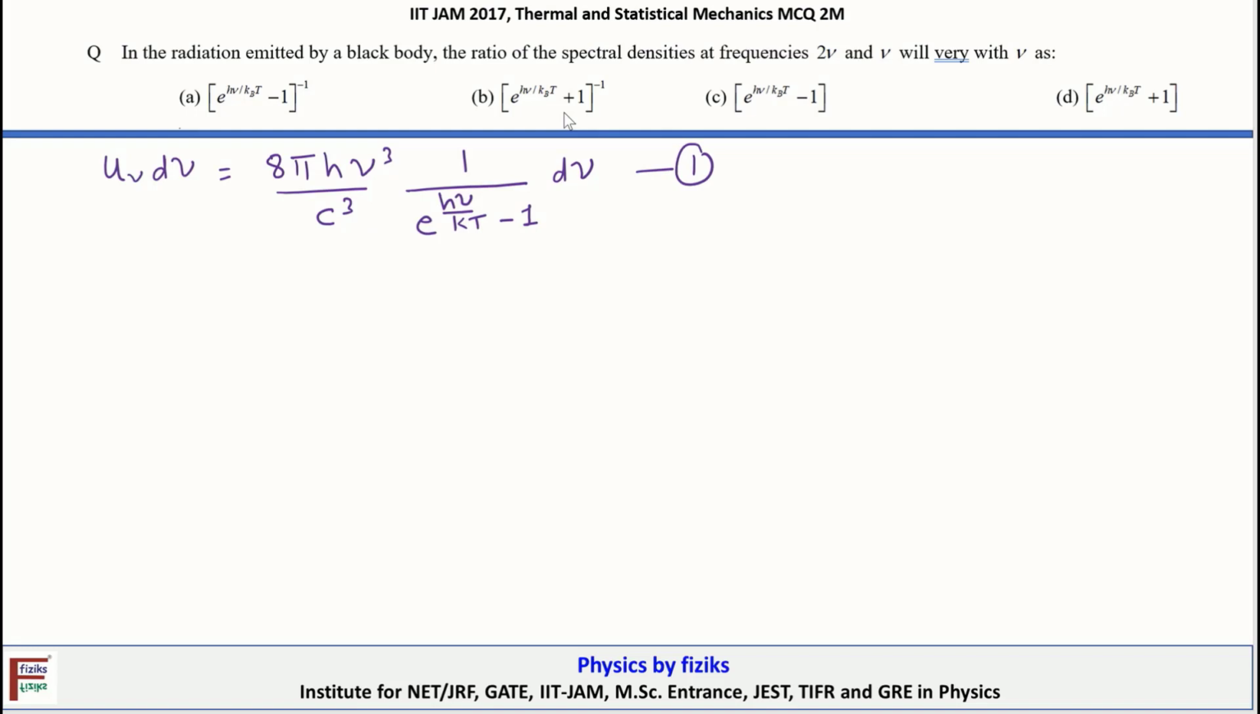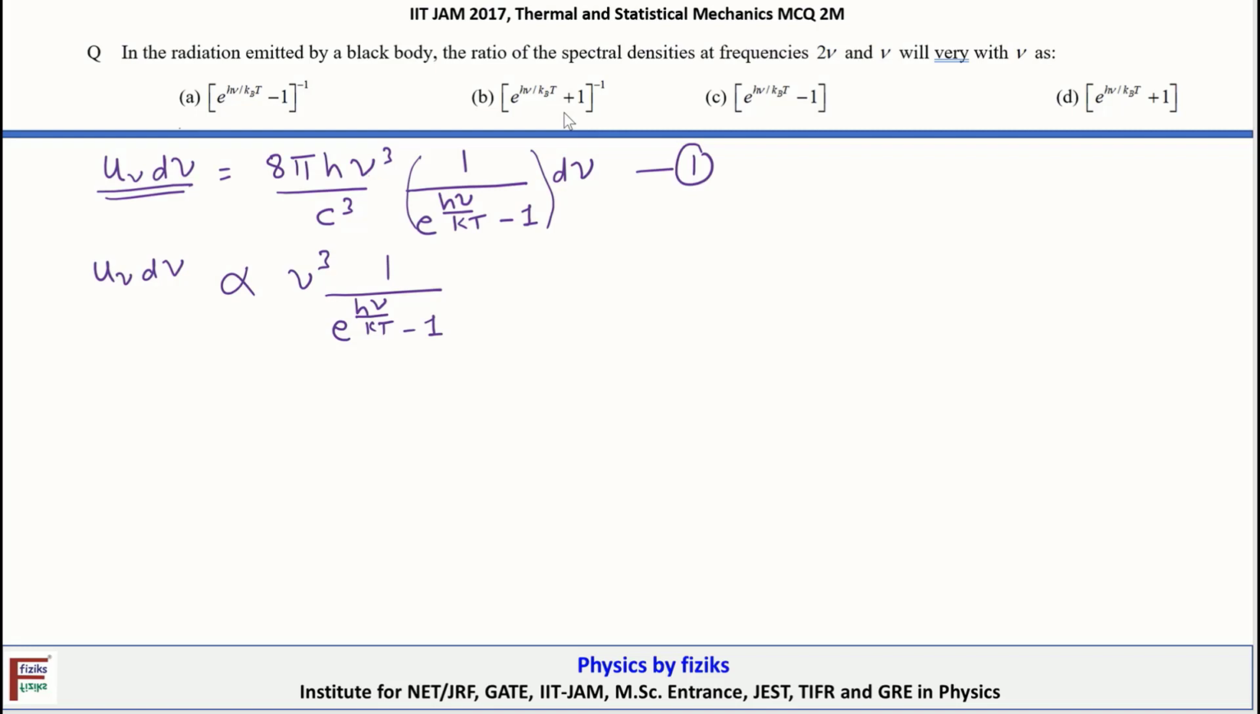Okay, if you just take a look at this expression, because we have to determine the dependence of the spectral energy density, which is this quantity, it depends upon the frequency by this expression nu cube and then the exponential factor here. So we have to evaluate the ratio at two different frequencies. So we can write here that the spectral energy density u nu d nu is proportional to nu cube divided by e power h nu by kt minus 1.